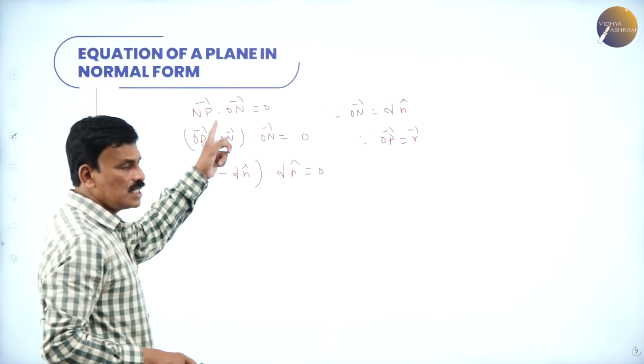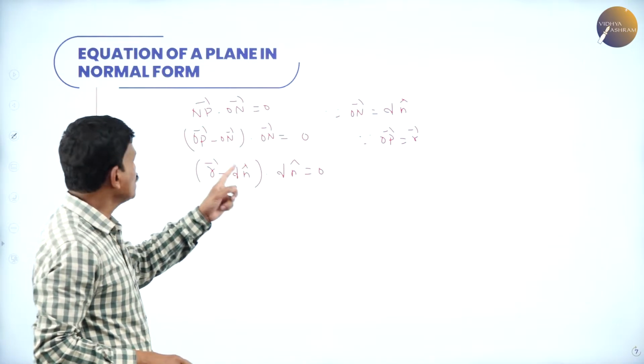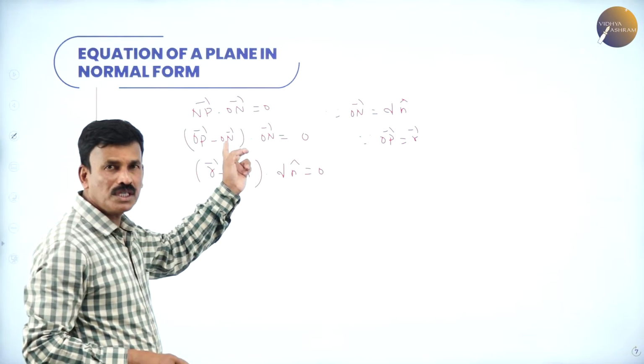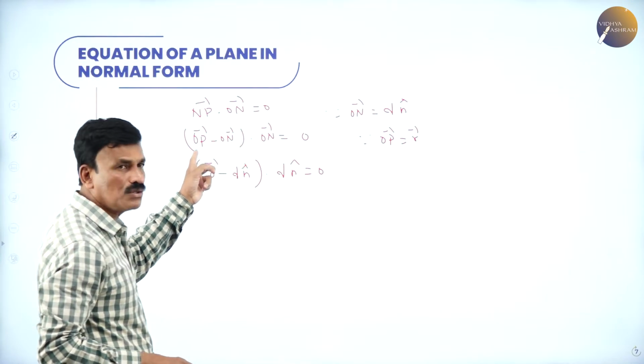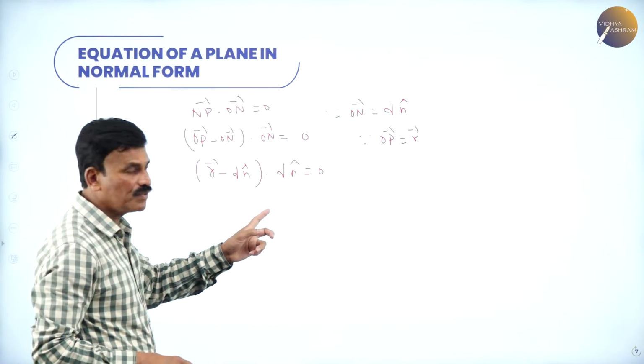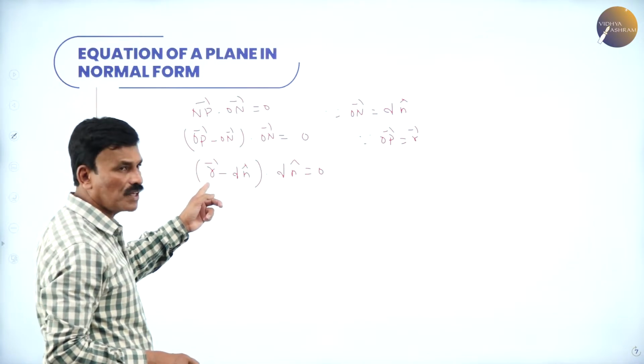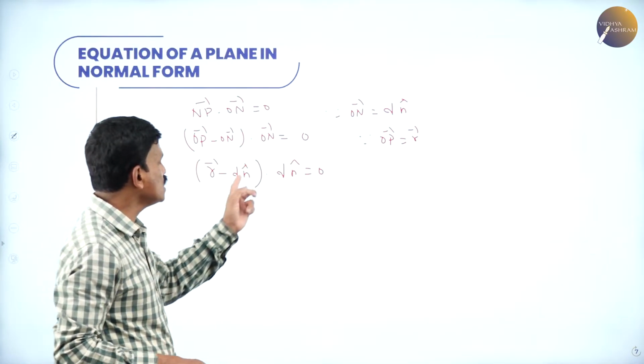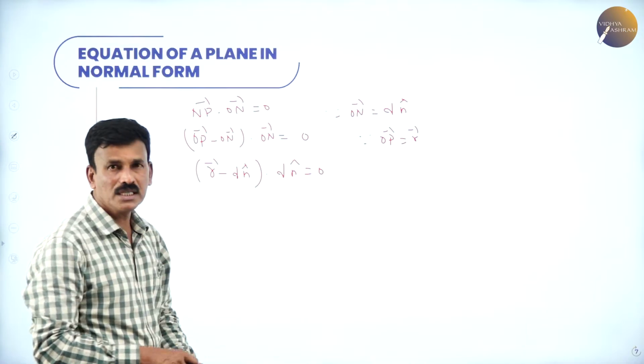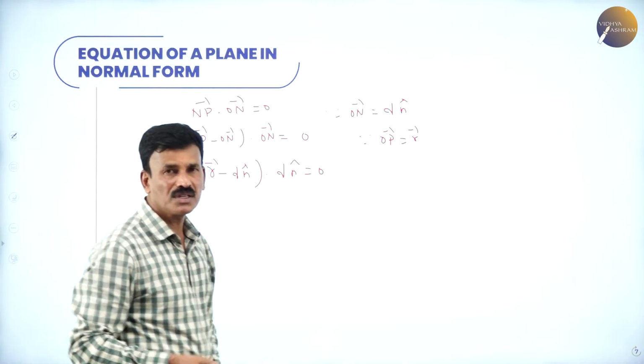Since NP is perpendicular to ON, the dot product NP dot ON is equal to 0. What is NP from the diagram? From the figure, NP is equal to OP minus ON. So OP is vector r, ON is d n cap, so (r minus d n cap) dot d n cap is equal to 0. Simplify this, that's it.